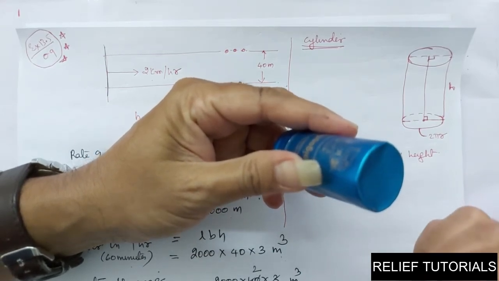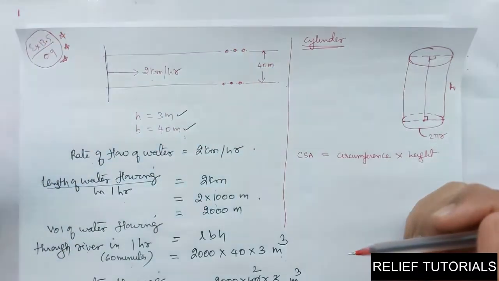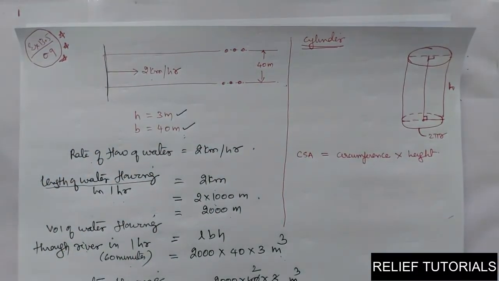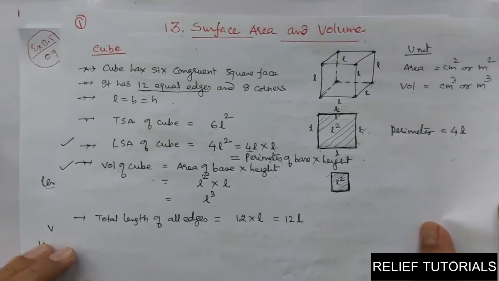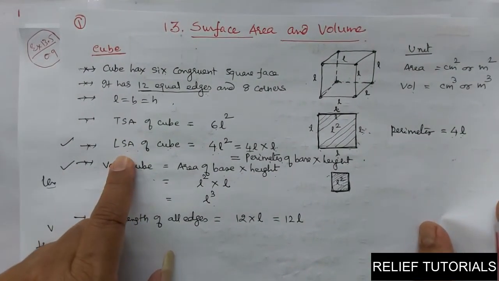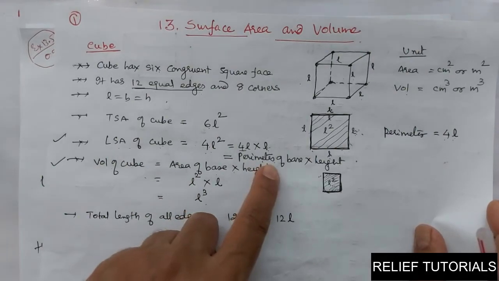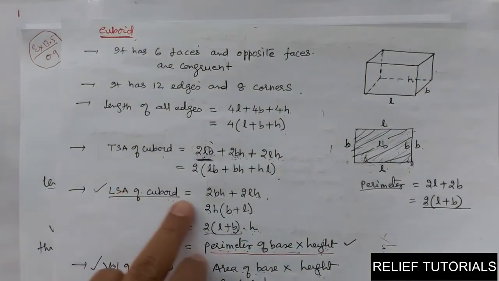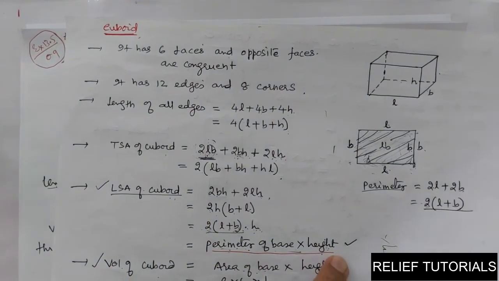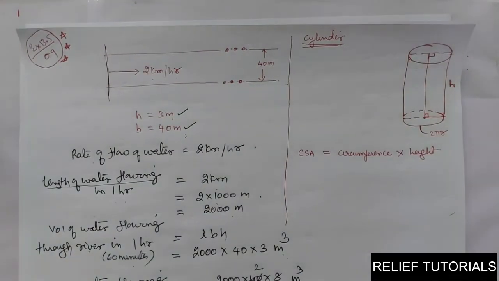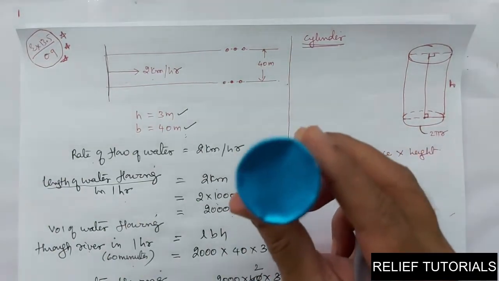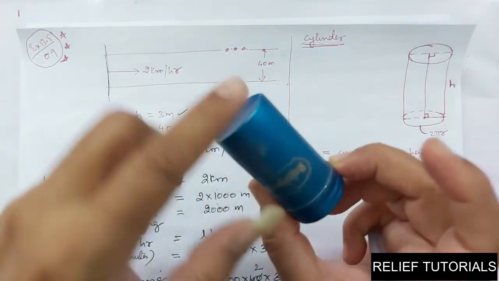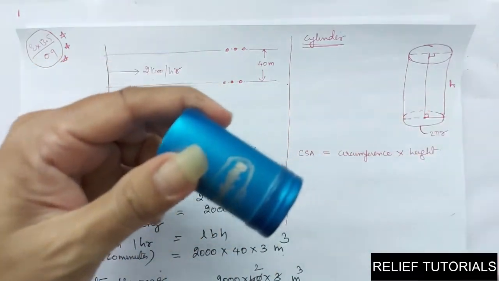We have seen in the case of cube and cuboid, in both cases, lateral surface area was perimeter of base into height. In case of cube and cuboid, lateral surface area and CSA are both the same. So here, perimeter of base is nothing but circumference into height. If height increases, CSA also increases.